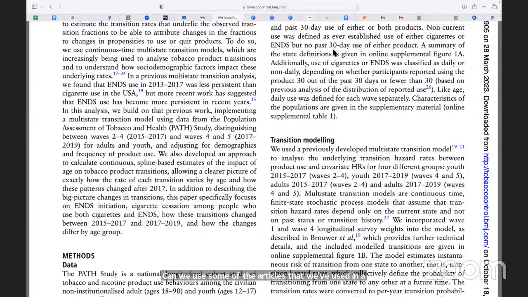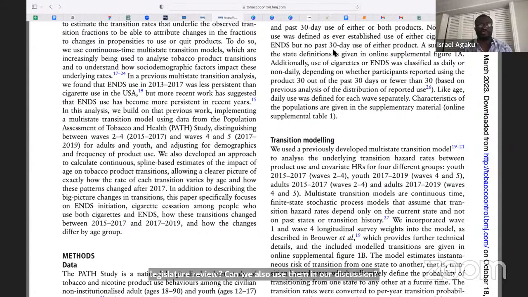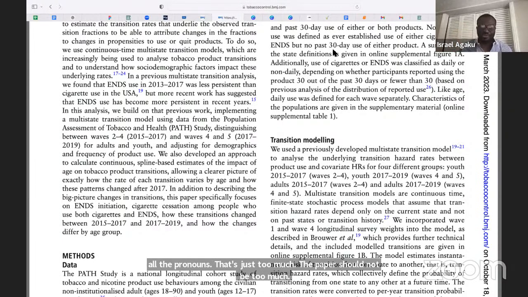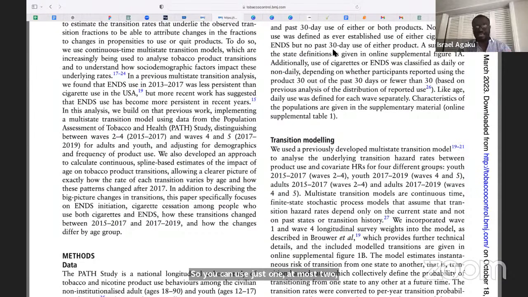Thank you. So the goal is not to use all the pronouns. That's just too much. The paper should not be too much. So you can use just one, at most two. That makes sense. And then you develop a manuscript. And yes, you can use papers from your literature review in your discussion.